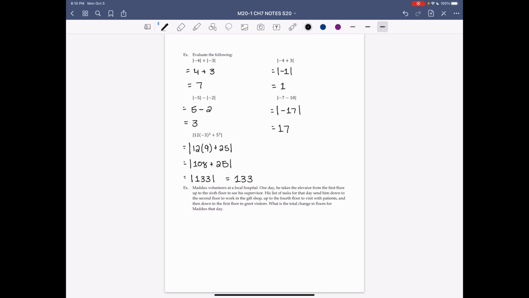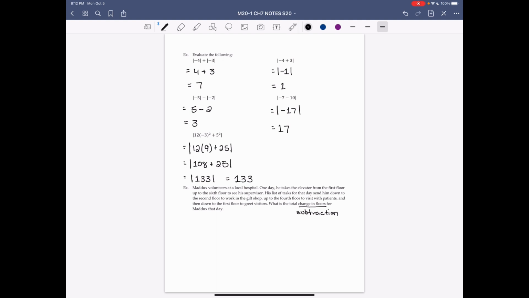Because we're in the absolute value unit, we want to write an absolute value equation to solve this problem. We want to know the change in floors. When we want to know the change in something, that is subtraction. So we're going to be using subtraction, and we also want to use absolute value. Let's break this into each floor change.